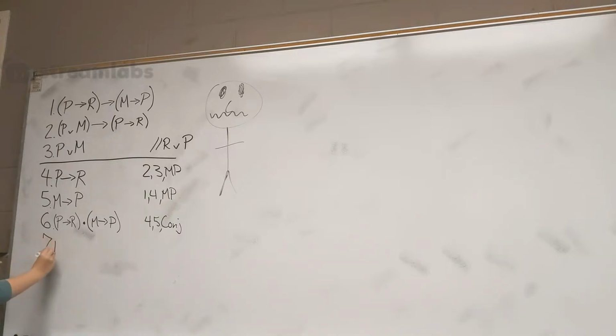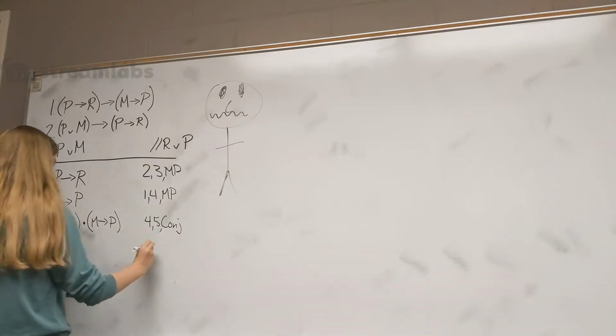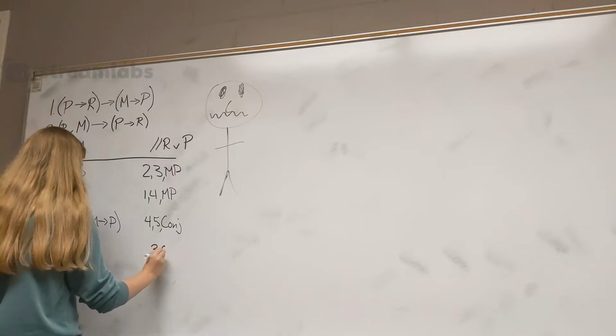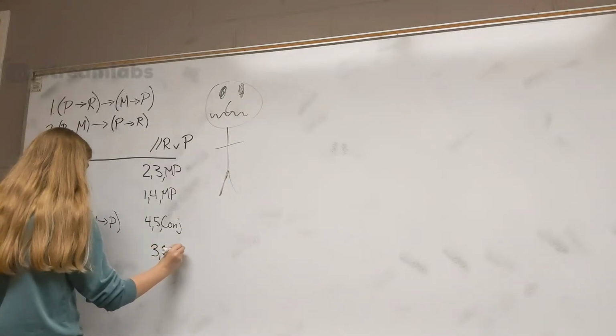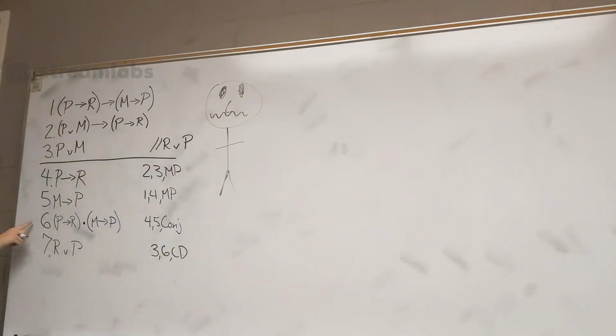And then we can get R or P from 3, 6, constructive dilemma. So if we look at 3 and 6, we have this whole combination, and we've been given P or M right here. Now that we have this, we can say that we have R or P, which is our conclusion. Good job, that's great.